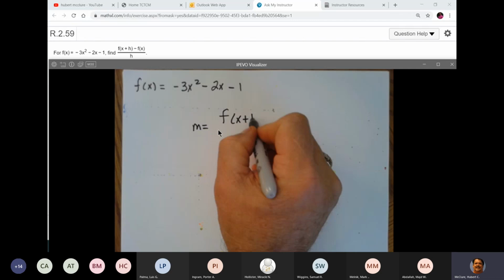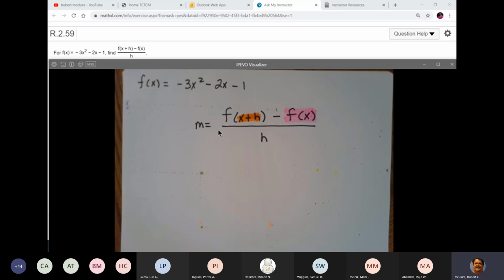Now I'm going to add some color to this, and I'm going to take my pink highlighter and color f of x pink. And I'm going to color x plus h orange. Ugh, they clash. Anyway, what does it mean when you have something in parentheses with a function? What does that mean?